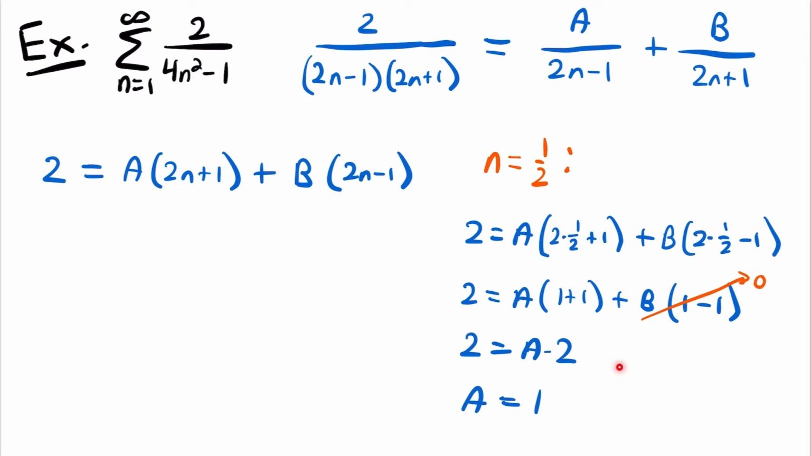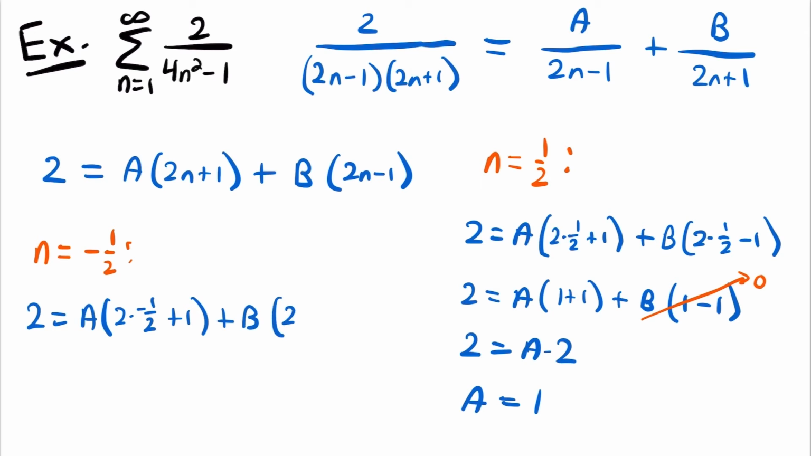And so we can do the same process again, but notice that if we made n negative 1/2, that will make this term become 0, right? Negative 1/2 times 2 will be negative 1, plus 1 will be 0. So if n is equal to negative 1/2, we will have 2 is equal to a times 2 times negative 1/2 plus 1 plus b times 2 times negative 1/2 minus 1. And so we'll have 2 is equal to a times negative 1 plus 1, right? 2 times negative 1/2 is negative 1, and negative 1 plus 1 is 0. And so this whole term just becomes 0.